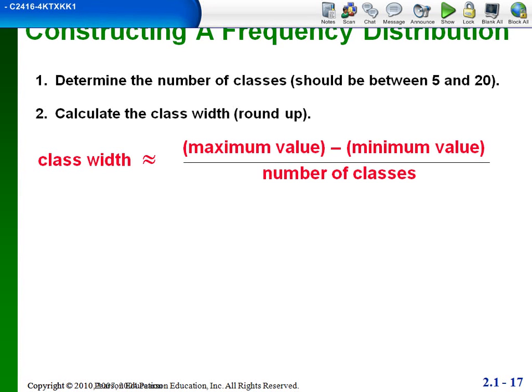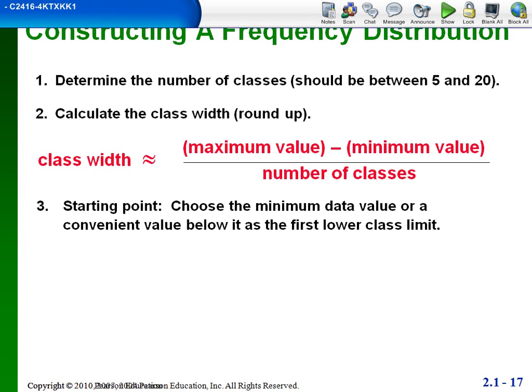So, for example, when you did the class width, you got 3.15, and you wanted to round to whole numbers, it would be 4. Now, if your data had tenths place values, it would be 3.2. So you're rounding up to whatever decimal place value your data has. You're looking at the decimal place values on your data.